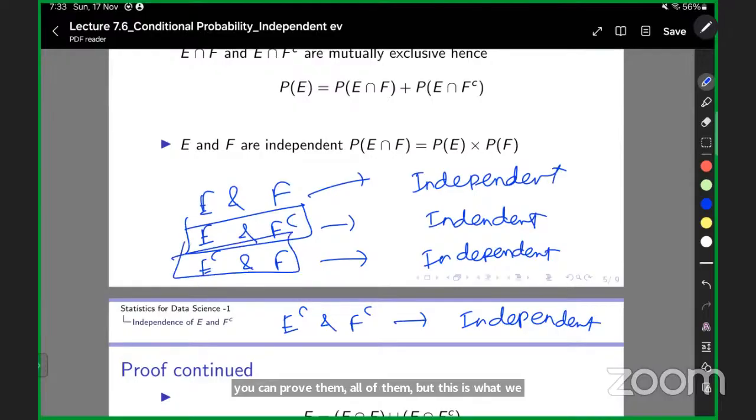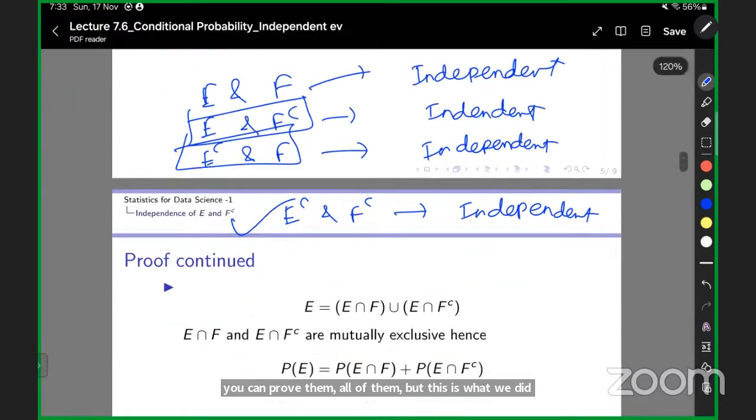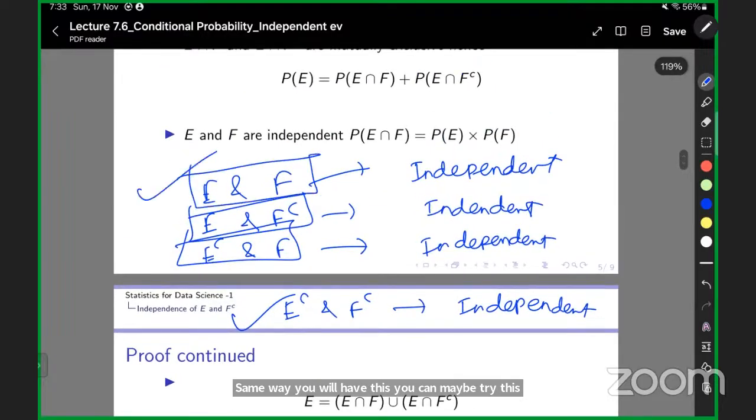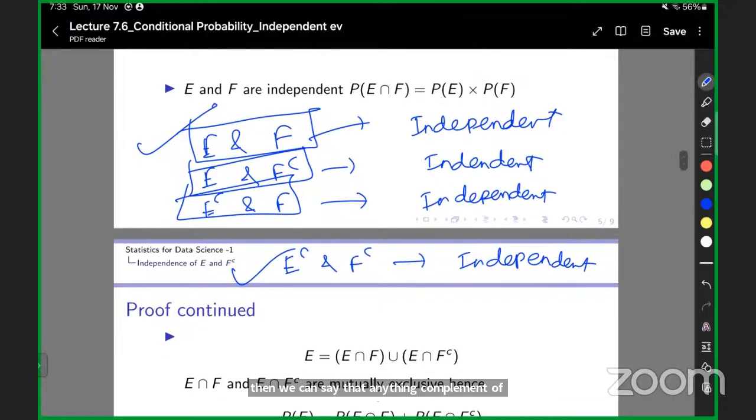Same way you will have this. You can maybe try this. But if these two are independent, if this is given, then we can say that the complement of anyone or both are also going to be independent. Okay.